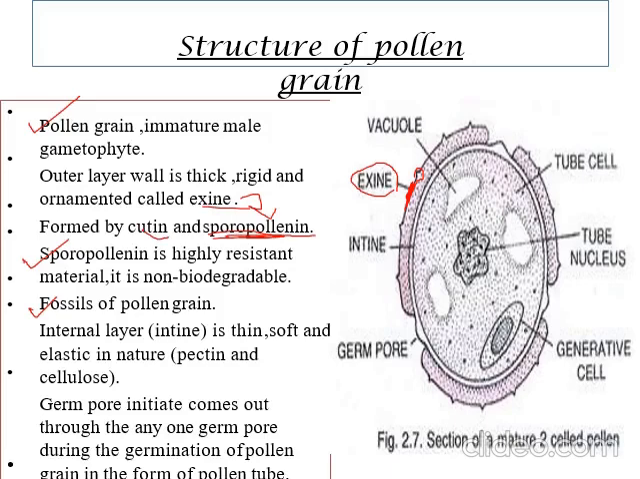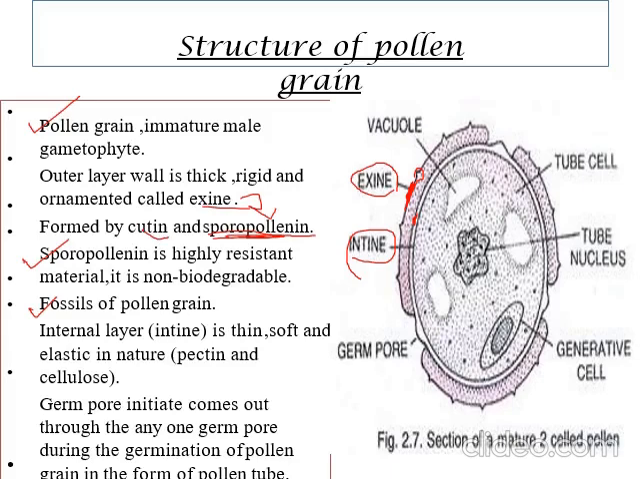And if we talk about the internal layer, the second layer, it is called intine. This intine is very soft, thin and elastic, which will lead to the formation of germ pores. And this thin layer is made up of pectin and cellulose. These germ pores are initiated from this inner layer, which is intine.